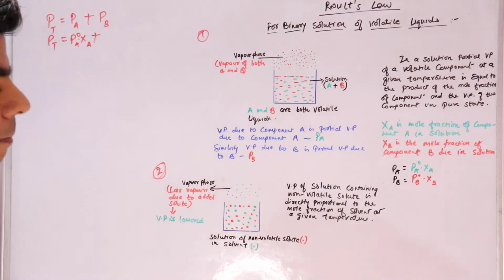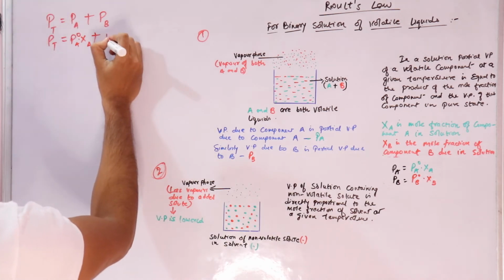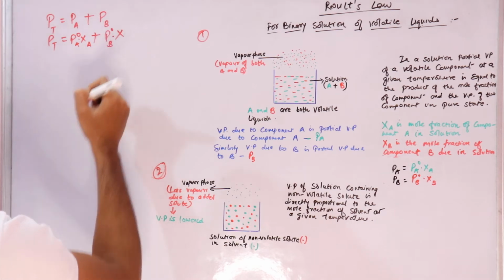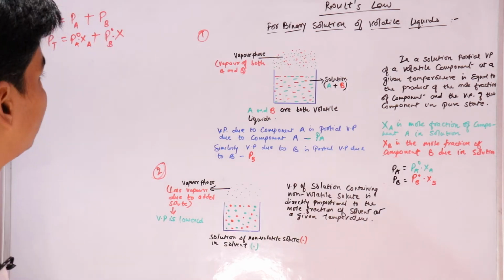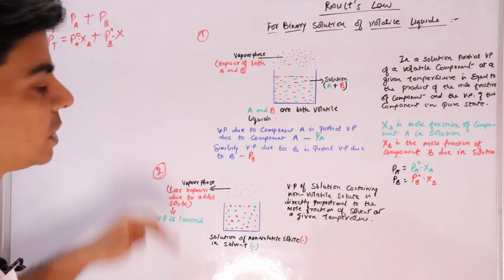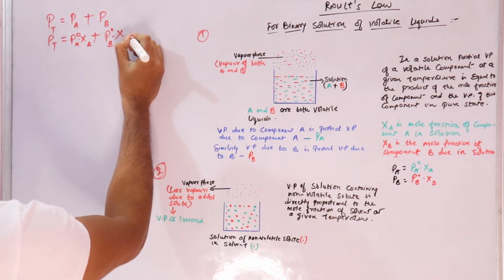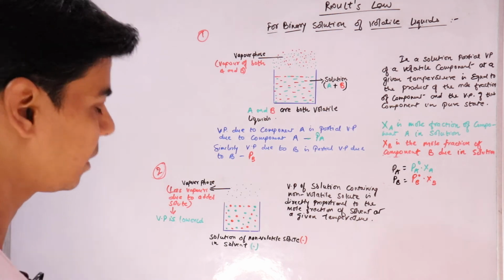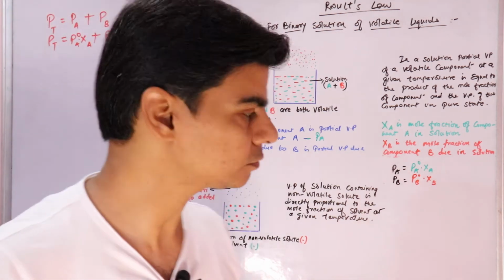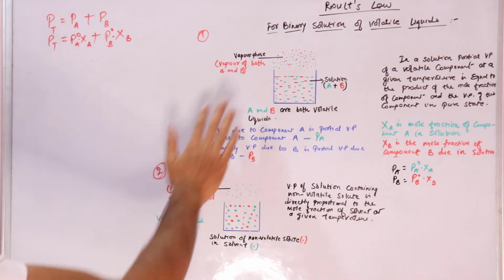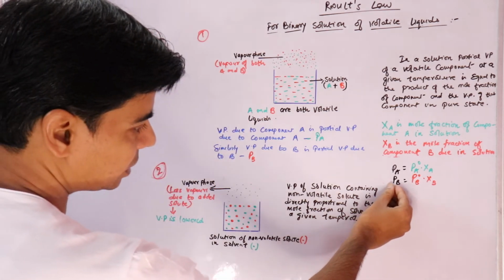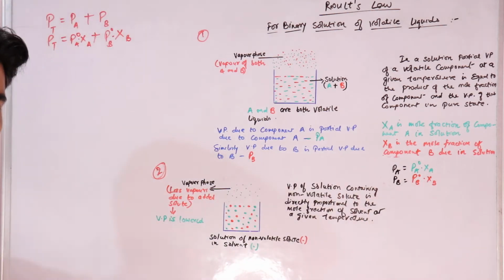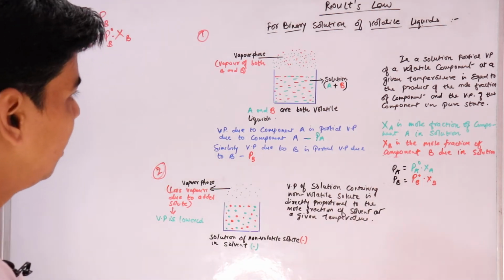Right. Similarly, the partial vapor pressure due to component B would be PB0, that is the vapor pressure of pure component B, times XB, which is the mole fraction of component B. Now let's try to understand this, because we said that the partial vapor pressure due to B is directly proportional to the mole fraction of component B, right.